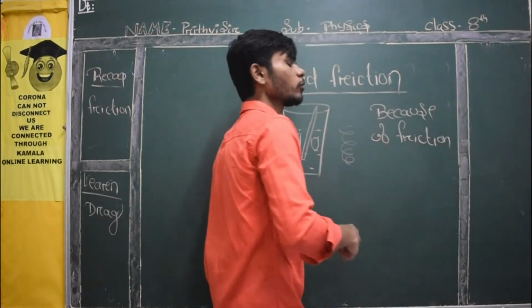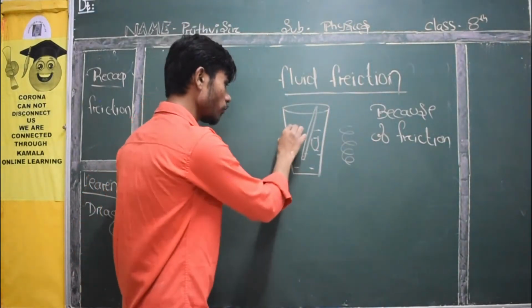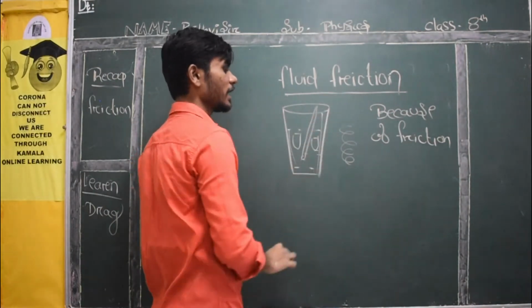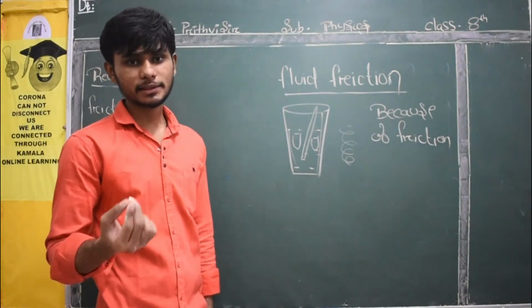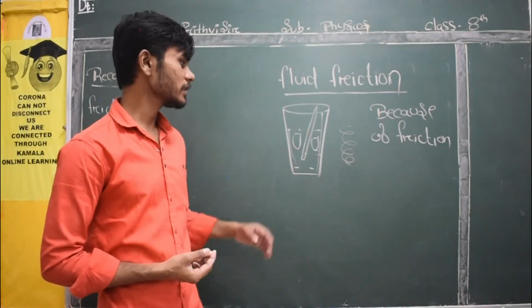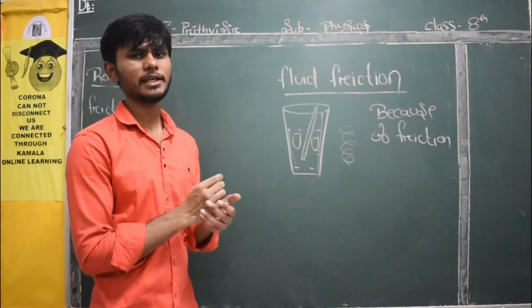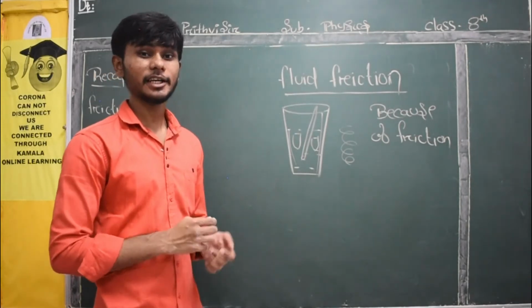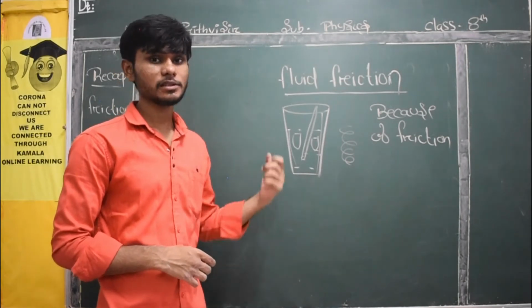Now the question is, between whom and whom has this friction taken place? Between the water as well as the surface of the glass. These two objects collided with each other and friction was generated. And due to that friction, the whirlpool momentum has been stopped.